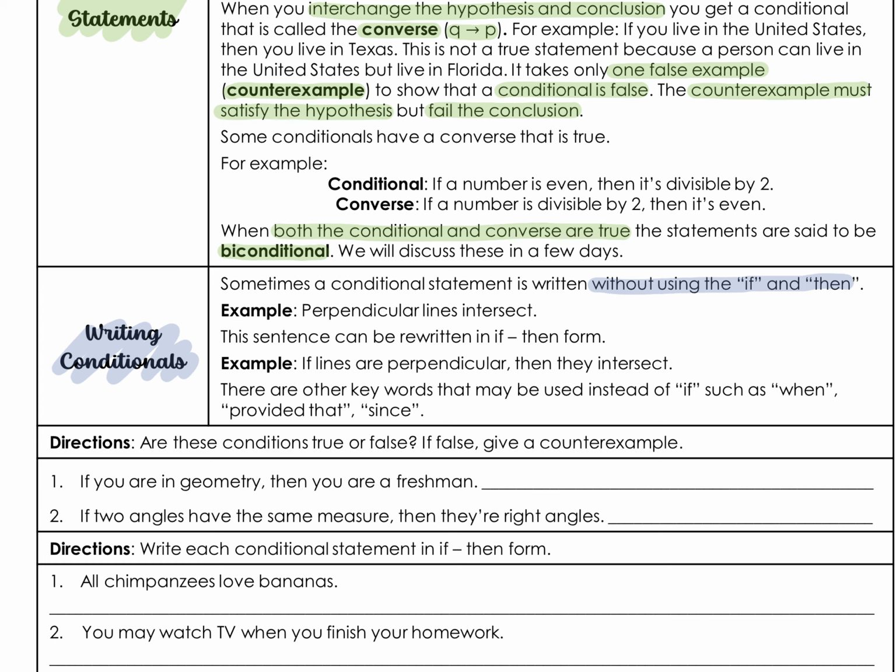Okay, there are other keywords that may be used instead of our if, okay, such as when, provided that, and since. Okay, in our next lesson, the next notes day that you have, we're actually going to give out some more words or terms that we'll use in place of that if and that then that you'll want to know.